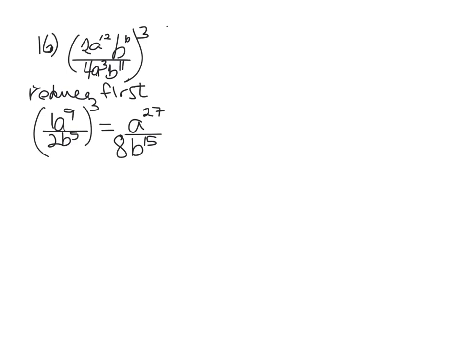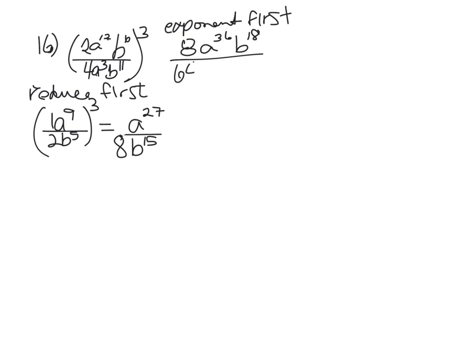Now the other way is to do your exponent first. I just want to show you both possibilities because I want you to realize there's more than one way to do this. So 2 cubed is 8. 8 to the 12th cubed is 8 to the 36 because we multiply our exponents. And b to the 18th, 6 times 3. 4 cubed is 64. A to the 9th because 3 times 3. And then b to the 33, 11 times 3.